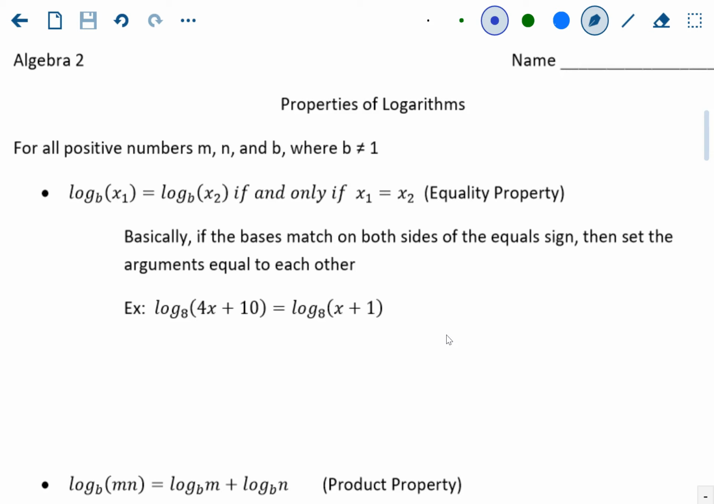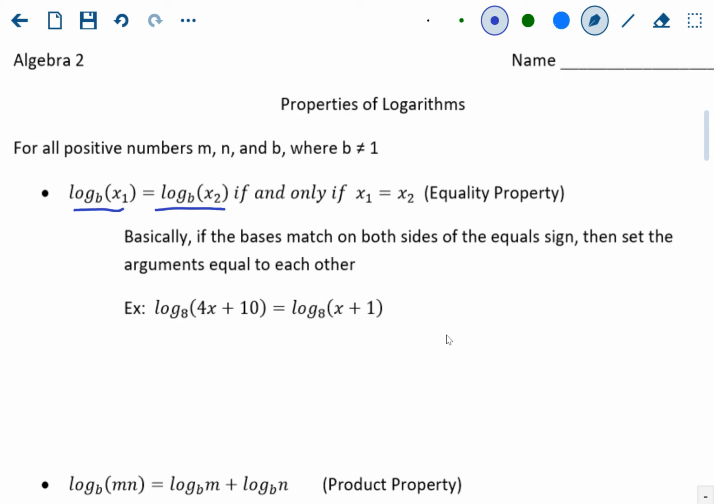First property is called the equality property. We're going to use this a lot in the next lesson. Basically, it states that log base b of x sub 1 equals log base b of x sub 2 if and only if x1 equals x2. This is very similar to when we were doing exponent properties. If we had the same base, we only cared about their exponents. Same thing here. If you have the same log base, we don't care about the log base anymore. We only care about the numbers inside. So basically, if the bases match on both sides of the equal sign, then set the arguments equal to each other. The arguments being the inputs.